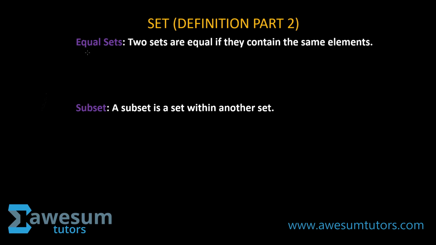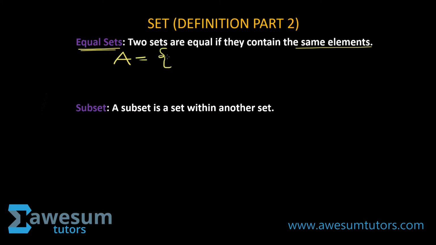The first one we're going to be looking at is what we call equal sets. Two sets are equal if they contain the same elements. In our last class, we talked about element of a set. Now, if you have two sets having the same elements, then we say they are equal sets. Let us take a look at an example right here.